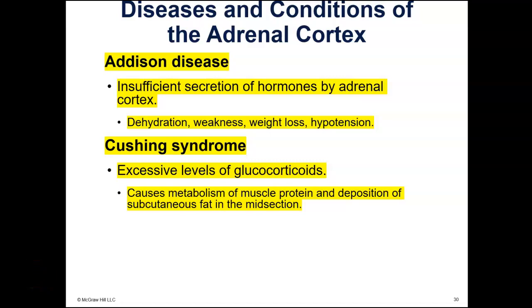We are starting with slide 30 of the chapter 40 PowerPoint slides, and we're talking about endocrine system diseases, and these diseases are specifically adrenal cortex diseases and conditions. So first, Addison disease.